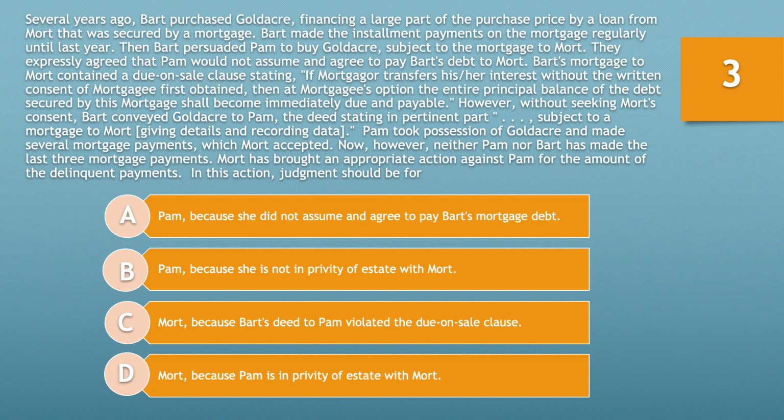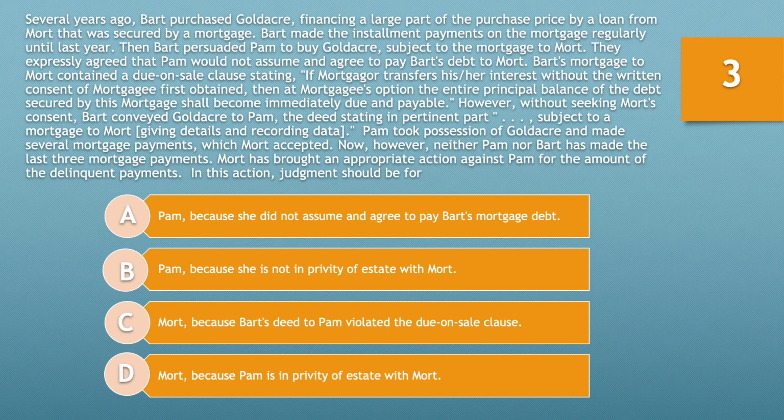Several years ago, Bart purchased Goldacre, financing a large part of the purchase price by a loan from Mort that was secured by a mortgage. Bart made the installment payments on the mortgage regularly until last year. Then Bart persuaded Pam to buy Goldacre, subject to the mortgage to Mort. They expressly agreed that Pam would not assume and agree to pay Bart's debt to Mort.